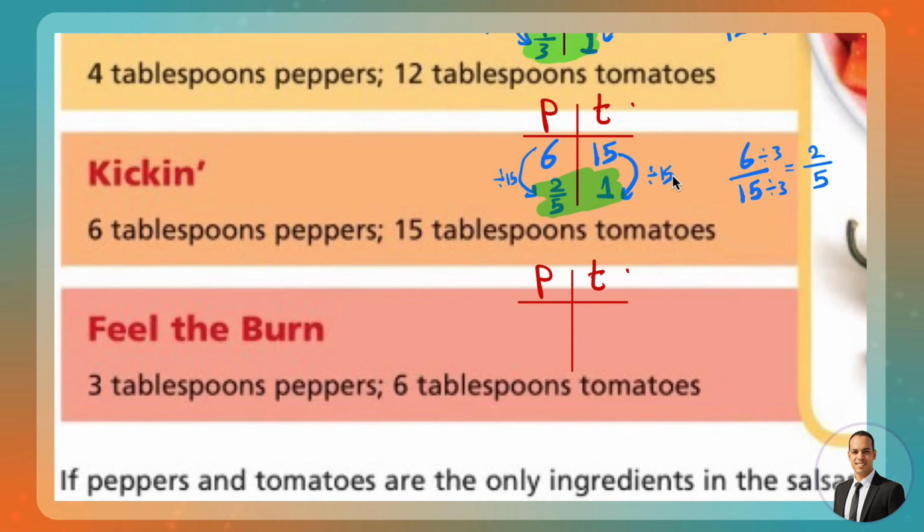Okay, let's see Feel the Burn. So for Feel the Burn, we have 3 tablespoons peppers for 6 tablespoons tomatoes. So if we need it for 1 tablespoon of tomatoes, we need to divide here by 6. So what about 3 divided by 6? So 3 over 6, or you can divide by 3 up and down, and you will get a half. So it's half tablespoon peppers on every 1 tablespoon tomatoes for Feel the Burn.